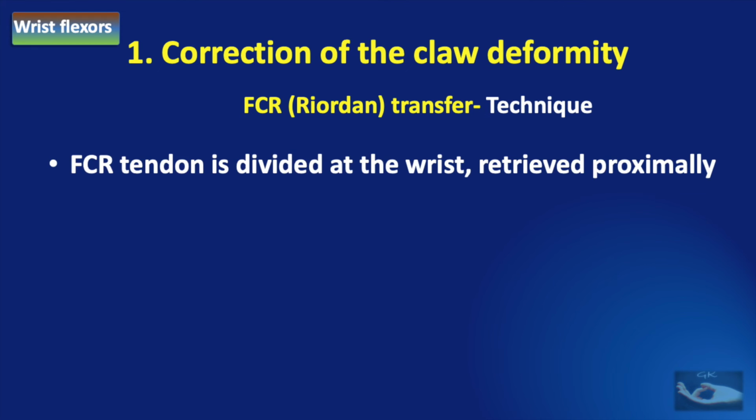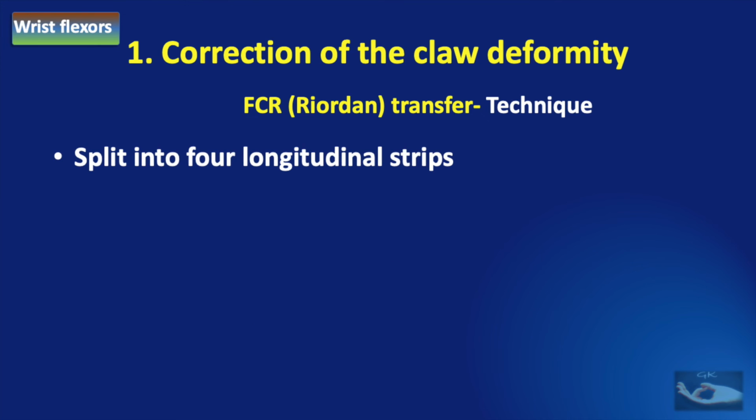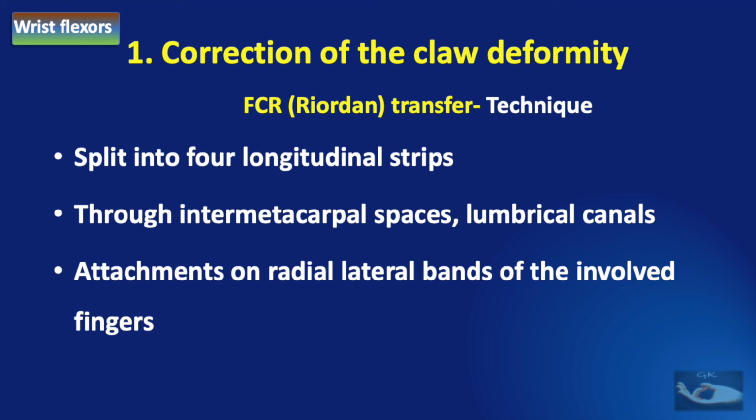The flexor carpi radialis tendon is divided at the wrist and retrieved proximally. It is lengthened with a graft. It is then passed subcutaneously around the radial metaphysis to the extensor side of the forearm. This graft is split into 4 longitudinal strips. It enters the palm through the intermetacarpal spaces, runs through the lumbrical canals, volar to the deep transverse metacarpal ligament and attached on the radial lateral bands of the involved fingers.